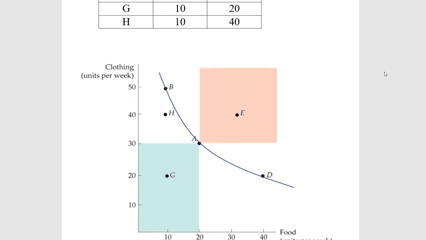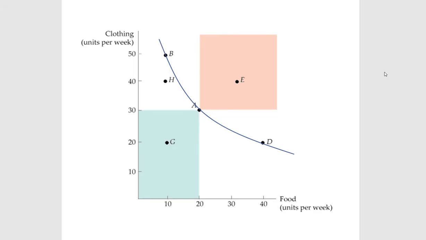So I've graphed these points below on a food and clothing axes. Food is on the horizontal, clothing on the vertical, and I've graphed our points here. Point A, we noted, was 20 units of food and 30 units of clothing. Point B was 10 units of food and 50 units of clothing, and so on.